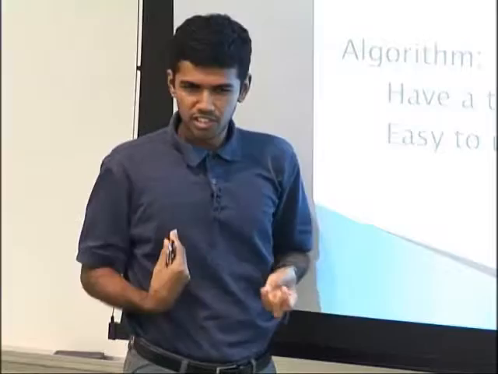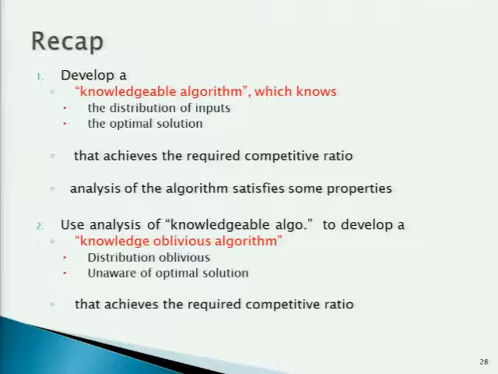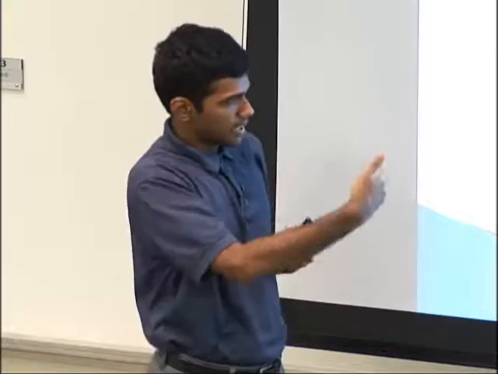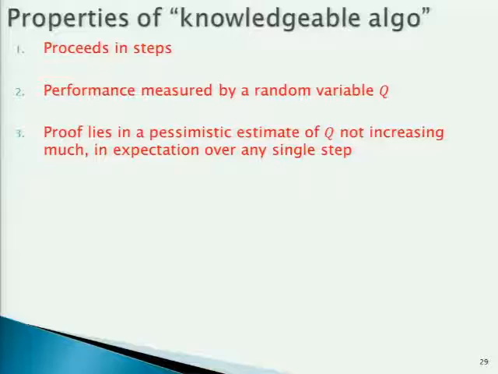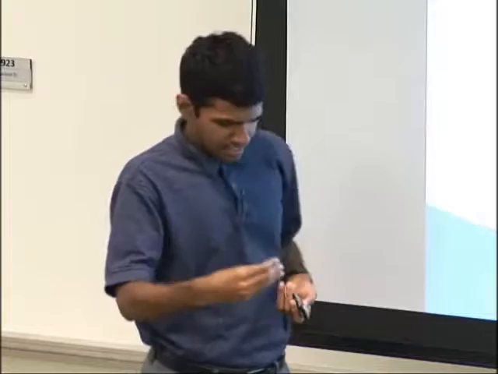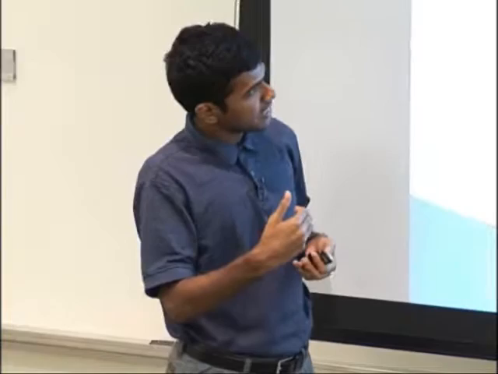So to recap, this was a two-step process. We first developed an algorithm which knew the distribution, and then we dropped this dependency on distribution or the optimal solution. And I just want to point out what were the necessary steps to develop these kinds of algorithms. One is that the algorithm proceeds in steps, and if the performance of the algorithm is measured by some random variable, call it Q, then the proof should basically lie in the fact that a pessimistic estimate of Q, or an upper bound of Q, did not increase by too much in any step.